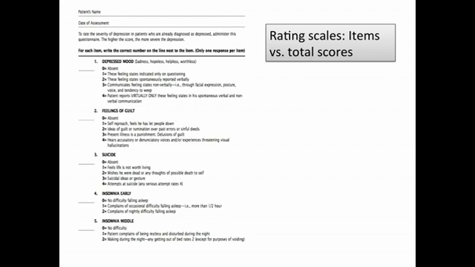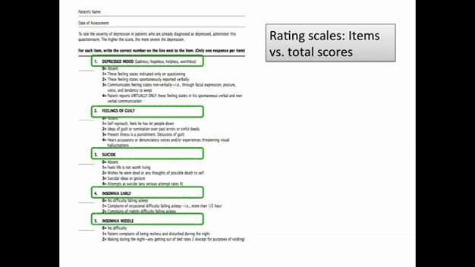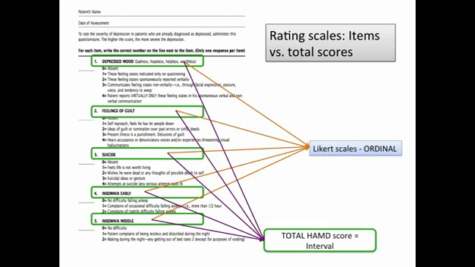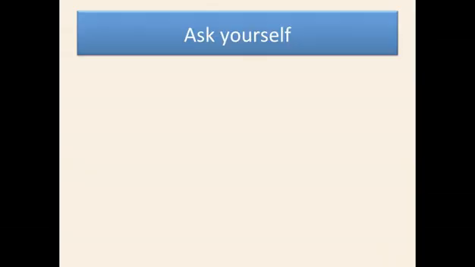For rating scales such as HAM-D, Hamilton Depression Scale, that is shown here, though individual items are Likert-like and so ordinal, the summed final score behaves as interval data. So the total HAM-D score is an interval data or a continuous data. Now it's time to ask yourself a few questions.